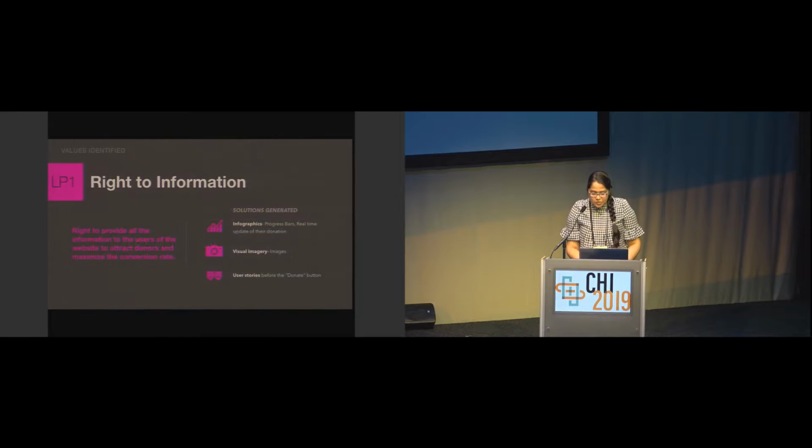Right to information: participants in multiple teams identified that there was a lack of information on the existing page, and a redesign was required to present information on the website that could attract donors and maximize the conversion rate. As a result, this user value was considered the most essential by participants in the first protocol study in maximizing the conversion rate. This value was translated by the participants into various aspects of the final solutions, including infographics, statistics, descriptive text, user stories, and images.